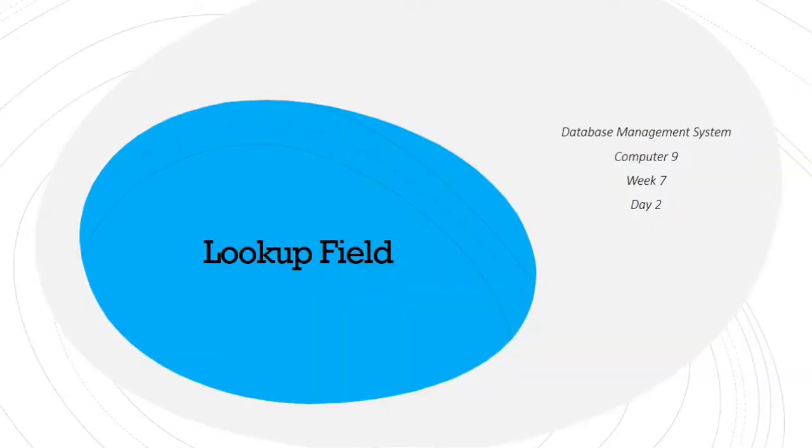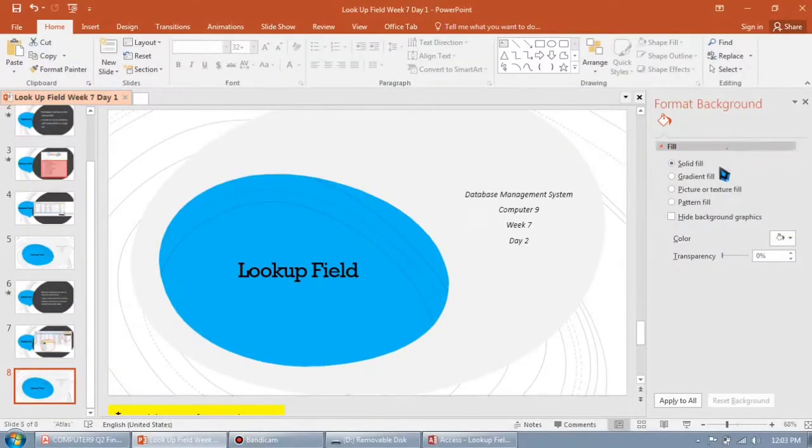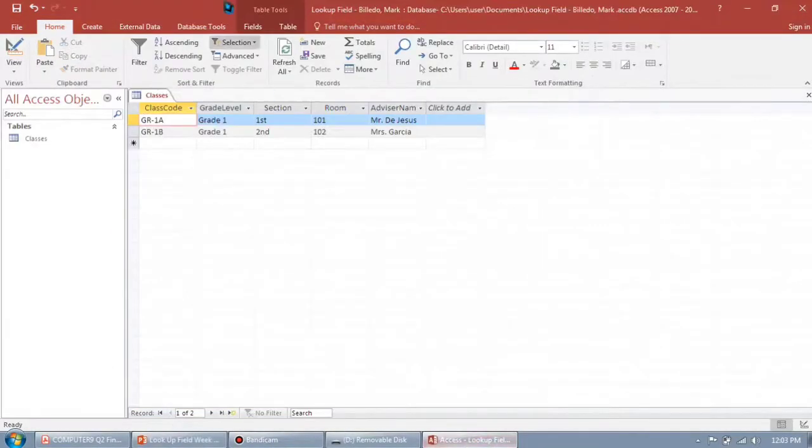So, to better understand this one, we're going to do a demonstration. In order for us to do the demonstration, open your lookup field dash your last name, comma, your first name. So, open your database that we have created on the previous video. Kung sakaling hindi nyo po nagawa or sakaling nawala po yung table or nawala po yung database nyo na ginawa nyo on the previous video, then you need to create it again. Okay? So, now, we're going to add another table.